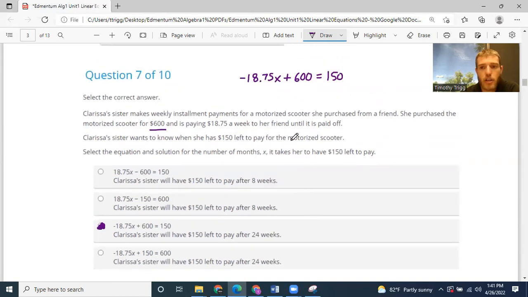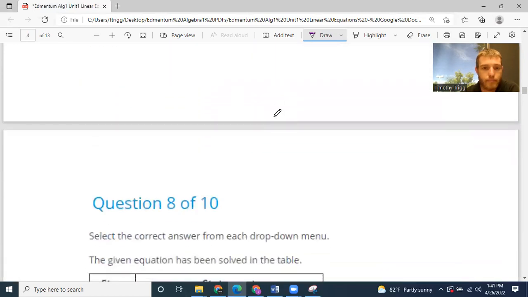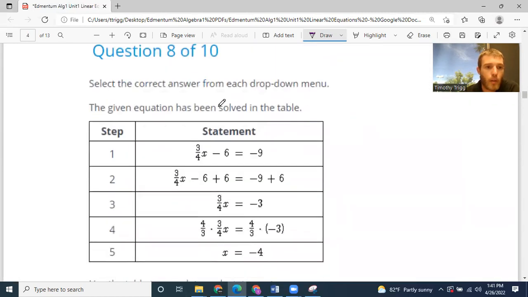And if you solve for X here, you should get 24. You would subtract 600, then divide by negative 18.75.